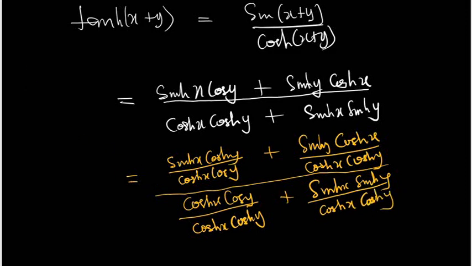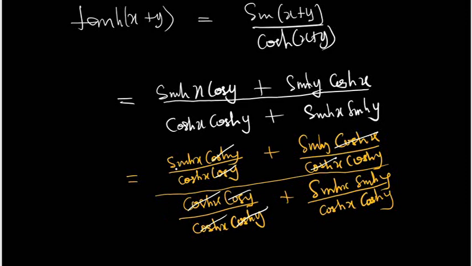Let's perform some cancellation where possible. So on this side we have cosh y going off. Then on this side we have cosh x also going off. This here, everything will cancel out. Then here there is nothing to cancel.